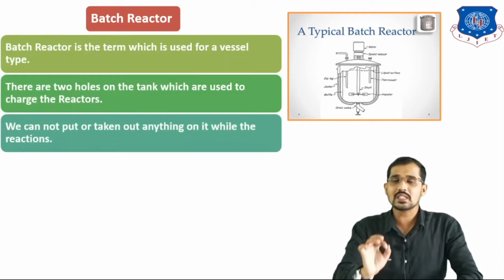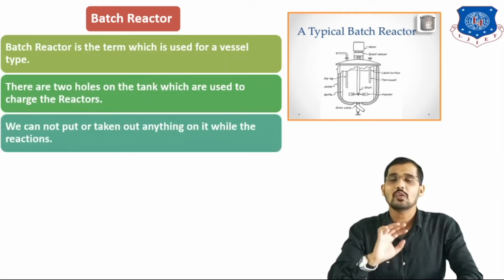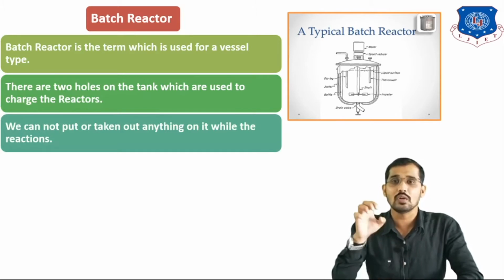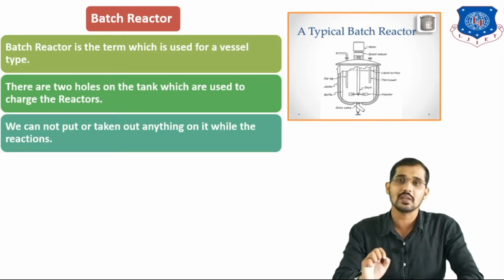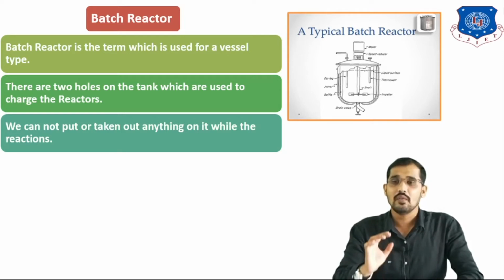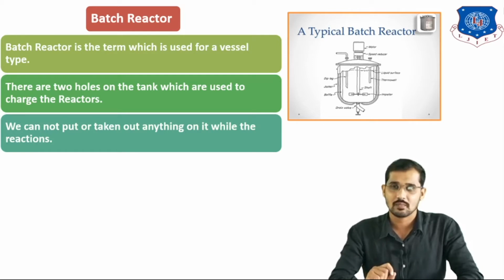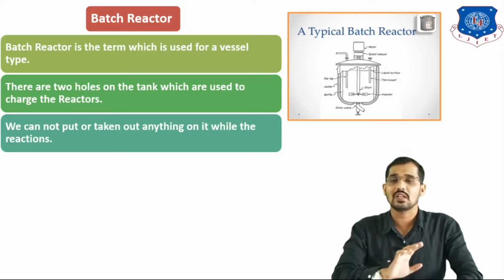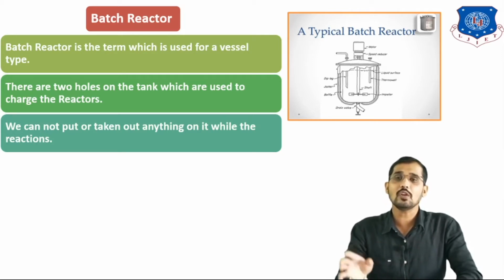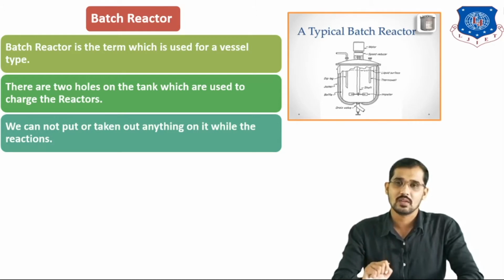After that, the basic thing of the batch reactor is that we cannot put or take out anything from this reactor during the reaction. But there is another reactor, the semi-batch reactor, where we can feed one of the reactants continuously to the reactor. But in a batch reactor, we cannot take out anything and we cannot put anything during the reaction. So this is the beauty of the batch reactor.